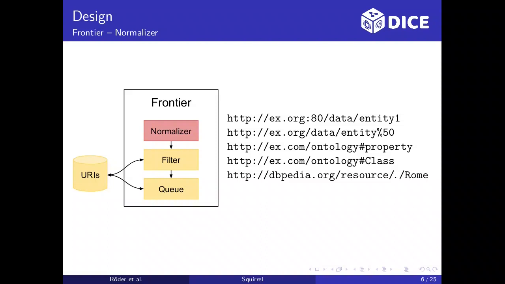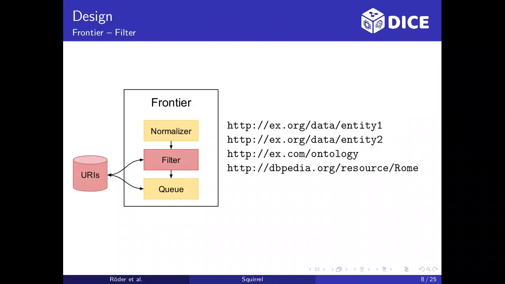The first module of the frontier is the normalizer, and the normalizer transforms the given URIs into a normal form that mainly comprises to remove default ports, to decode unnecessary URL encoding, to remove fragments, what we very often see when we work with ontology files, and also to normalize these paths. And in addition, there can also be other rules defined by the user, for example.